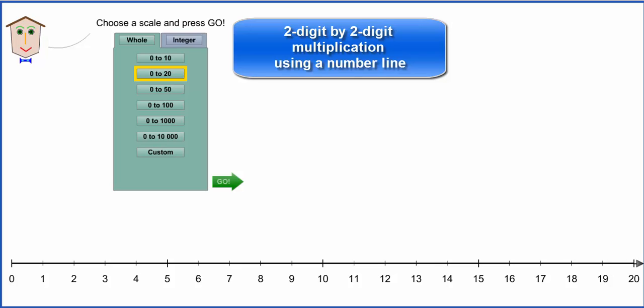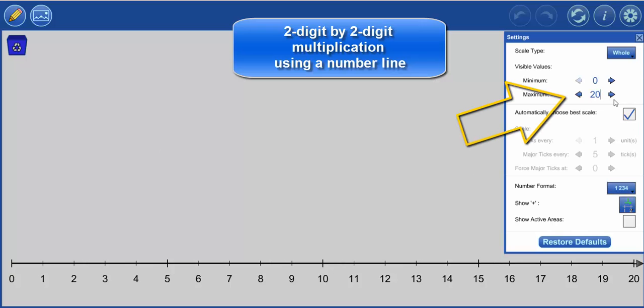13 multiplied by 14. How can I use this number line to help me with my multiplication? First, I need to set up my number line. 0 to 20 is too small. I don't think 0 to 100 will do either. 13 is a bit more than 10, and 14 is close to 15. 10 multiplied by 15 equals 150, but I'm going to make a custom number line to 200 just in case.